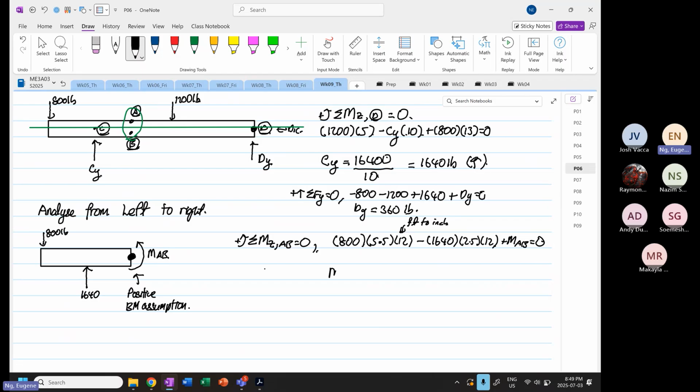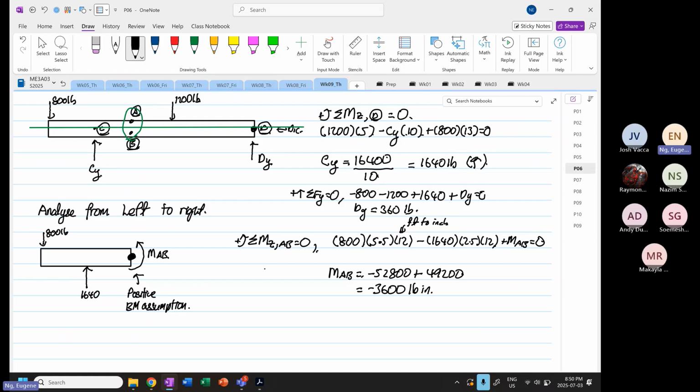The whole thing is equal to 0. Okay. So therefore, MAB will be equal to 800 multiplied by 5.5 multiplied by 12. Okay, so it's equal to 52800, right? Minus 1640 times 2.5 times 12, 49200. Let me do it again. 800 times 5.5 times 12, 52800. 1640 times 2.5 times 12, 49200. So 52800 minus 49200 is equal to minus 3600 pound inch.